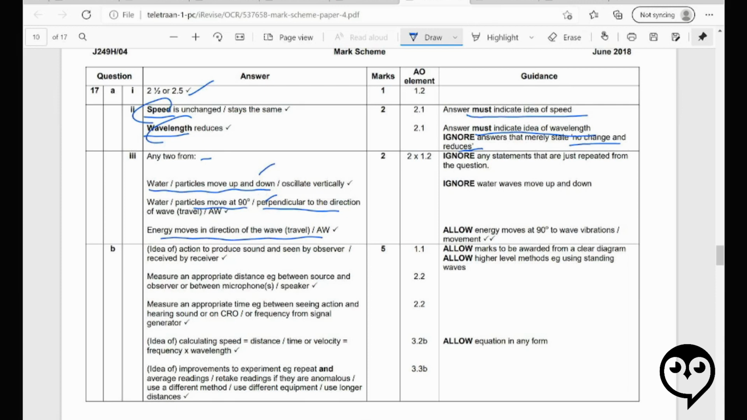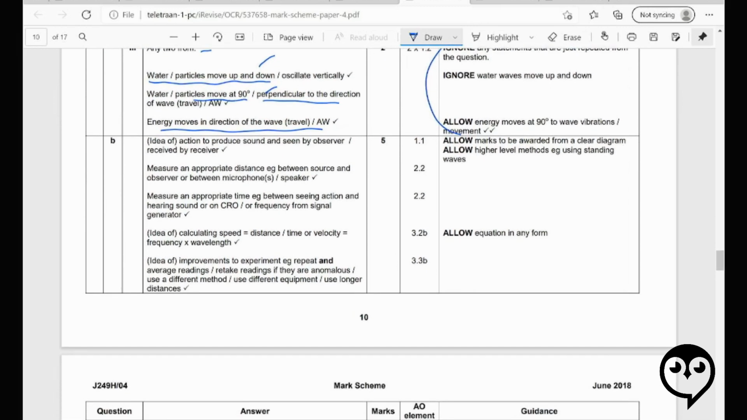Okay, you can pause on the right here to look at the bits that they ignore or allow for. Let's move on, though. And then, yeah, so this experiment, how would this work here? Okay, so we're going to produce some sound. Action to produce sound and seen by observer.